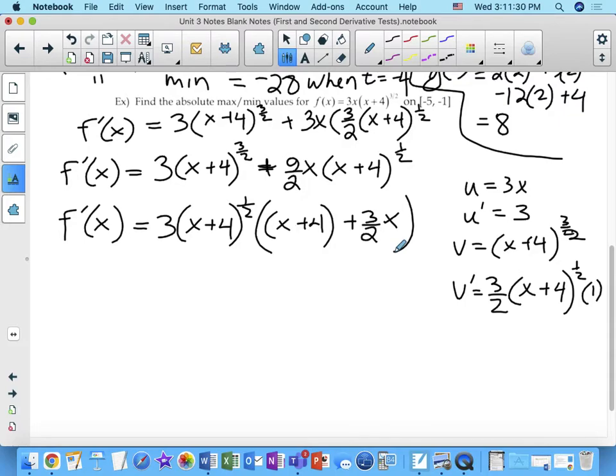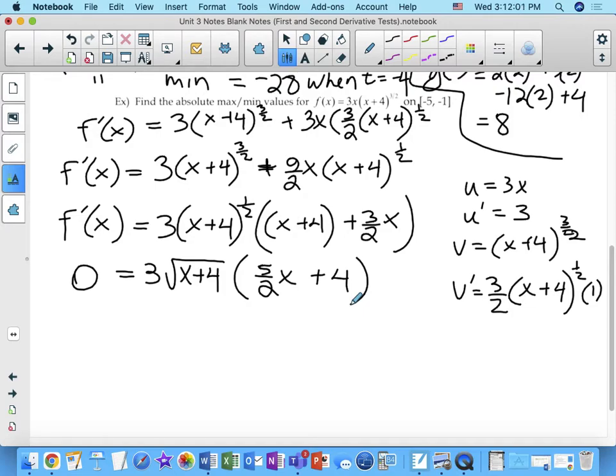All right. Okay, so maybe I'll tidy this up a bit and also set it to 0 at the same time. So this is 3 times the square root of x + 4 times, let's see, 3/2 + 4 + 1 is (5/2)x + 4. Because I've got (3/2)x plus another x.